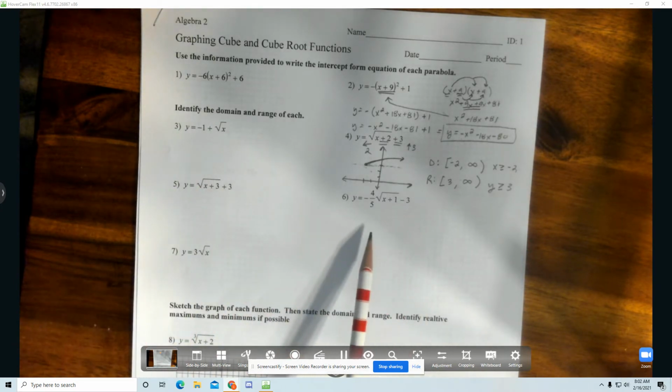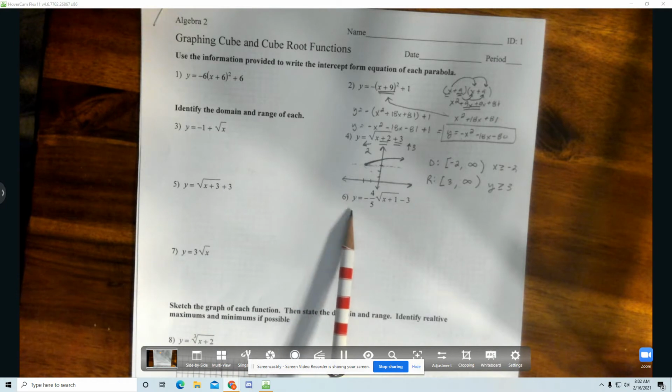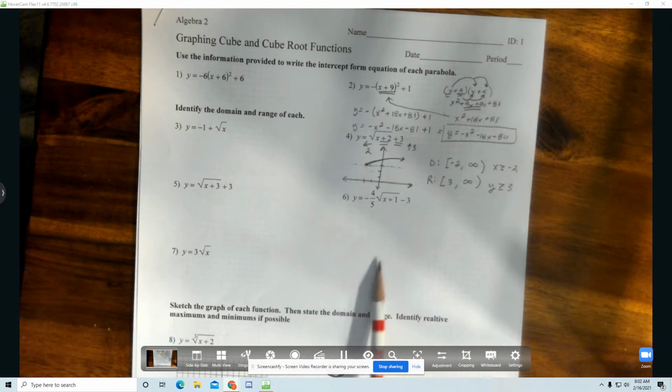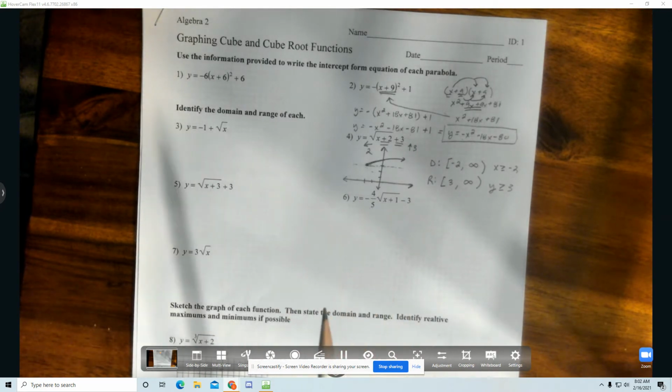Now, granted, number 6, you're probably like, I'm not quite sure. It looks kind of confusing. Listen, it's okay to go to a calculator to get that graph right. I'm okay with that. But you can see the -3 is going to shift it down. The 1 is going to shift it to the left. The negative is going to flip or reflect it. And then that 4/5 is going to compress it a little bit.